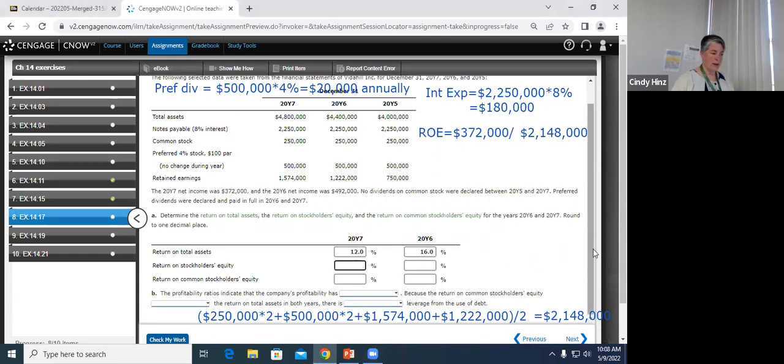So now we can find our return on equity, or ROE. This is normally expressed as a percent. So you want to move the decimal 2 places to the right and add the percent sign. We got return on stockholders' equity of 17.3% in the most recent year.